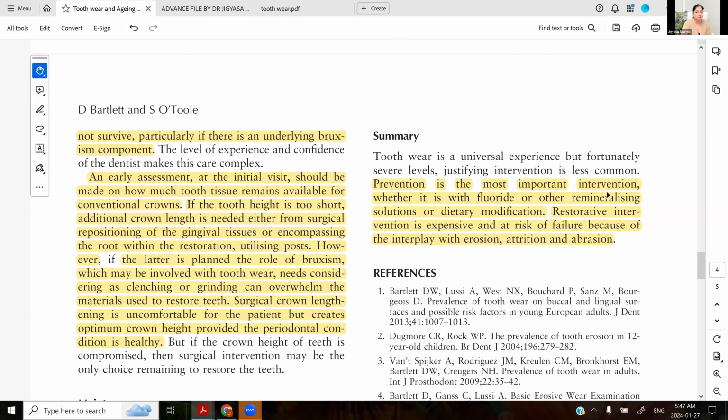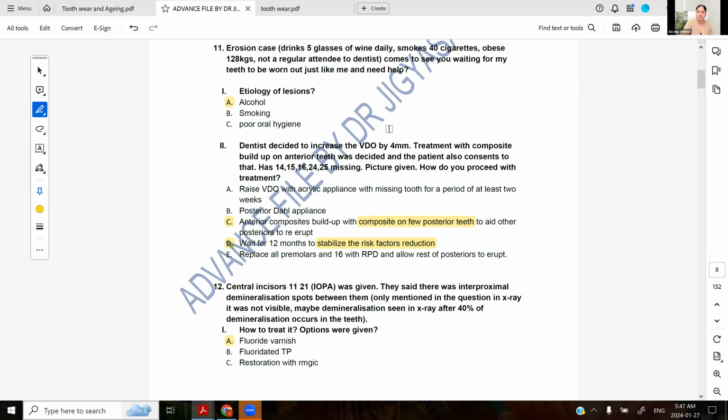Prevention is the most important intervention, whether it is with fluoride, remineralizing solutions, or dietary modification. Restorative intervention is expensive and at risk of failure because of the interplay of erosion, attrition, and abrasion. So you understand that it's expensive and time consuming. Now let's look at one question, which will help you to think broadly.